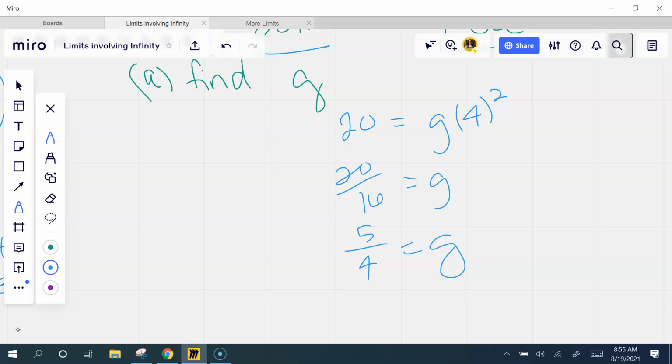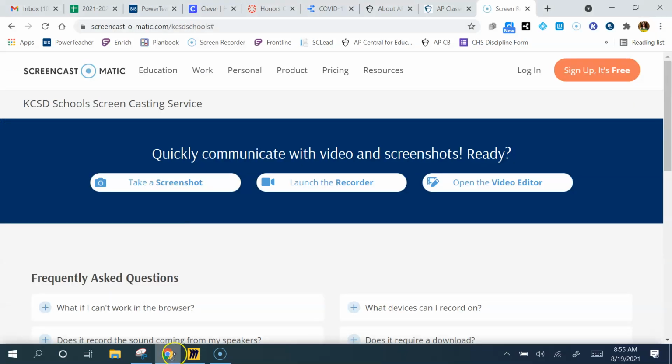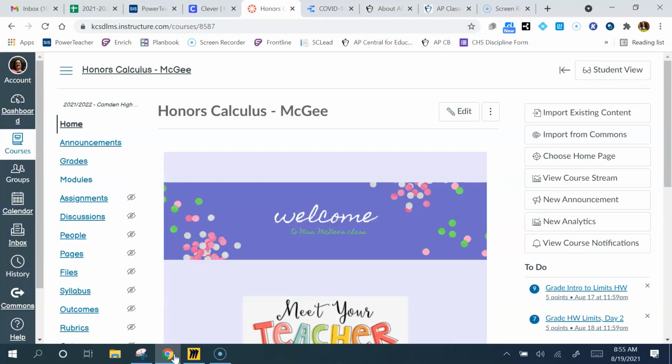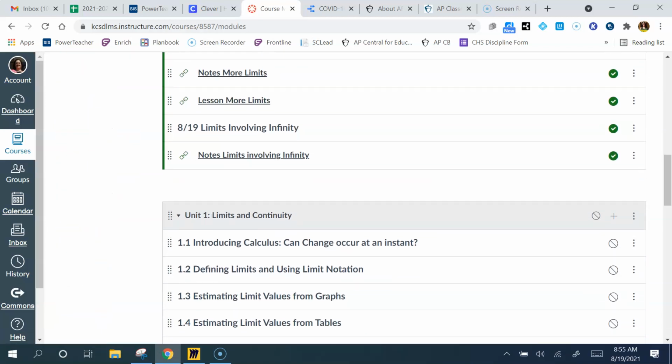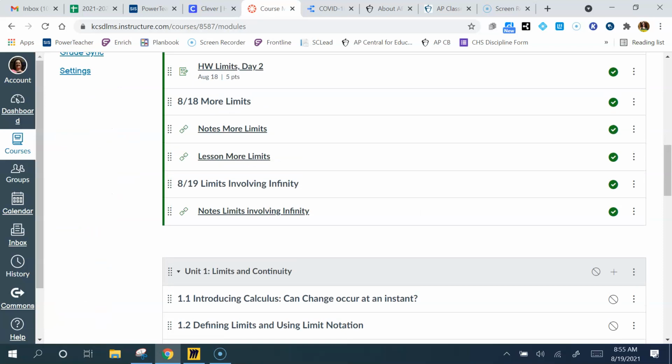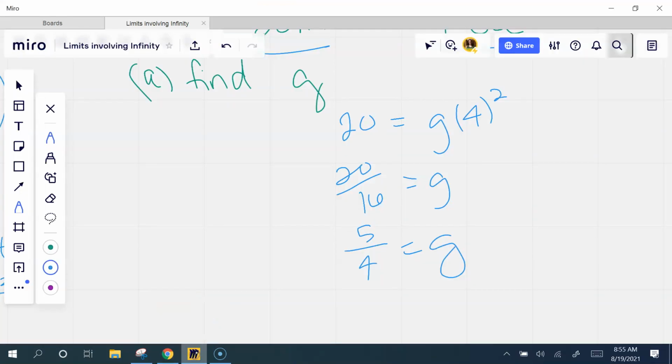Limits involving infinity. It should have the date on it. That's yesterday. This is 8/19, or it should. Let me make sure I published it. Yeah. Limits involving infinity.